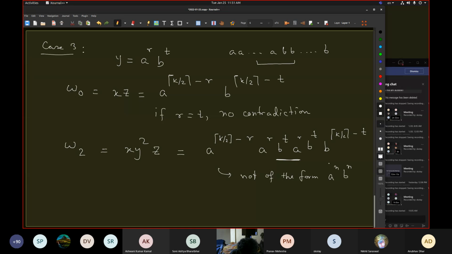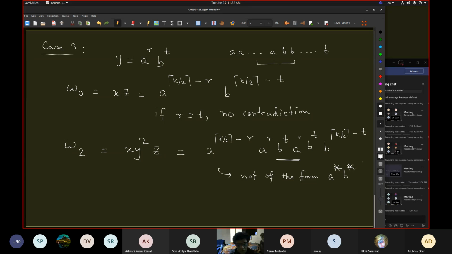Or for that matter, not of the form A star, B star, because there is an A appearing after a B. So in all these cases, these are only three possibilities. I could arrive at a string W0 or W2, which certainly does not fit the description of L.